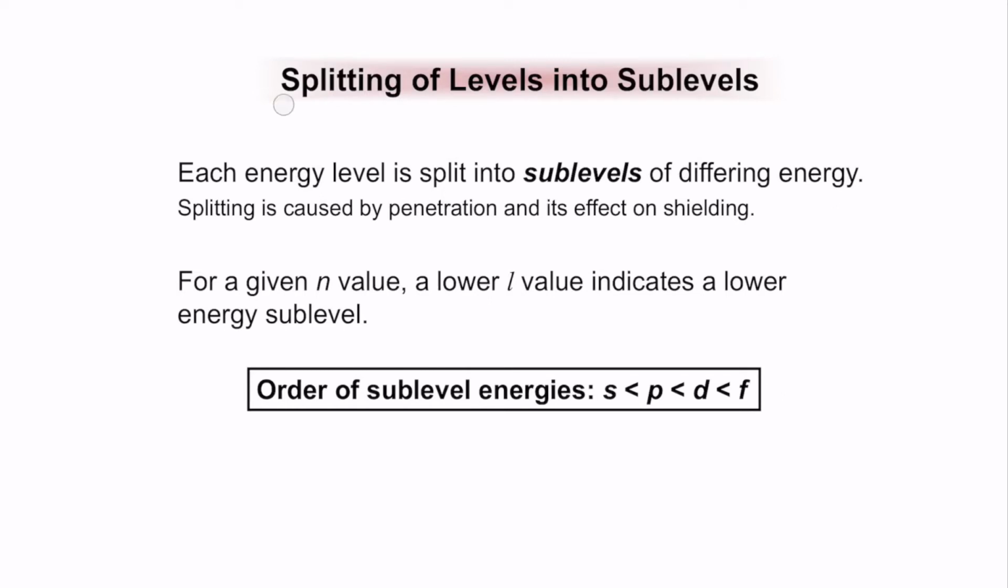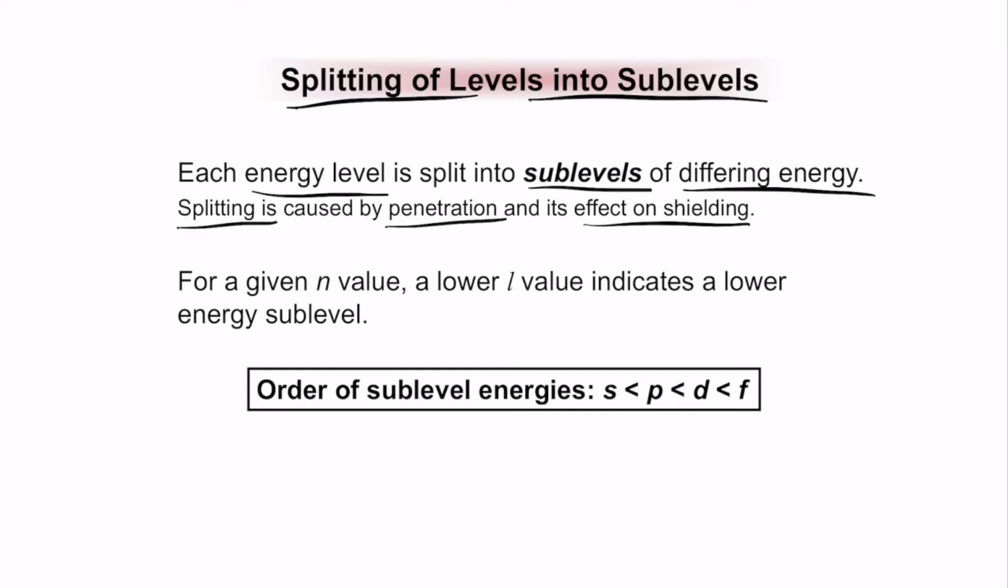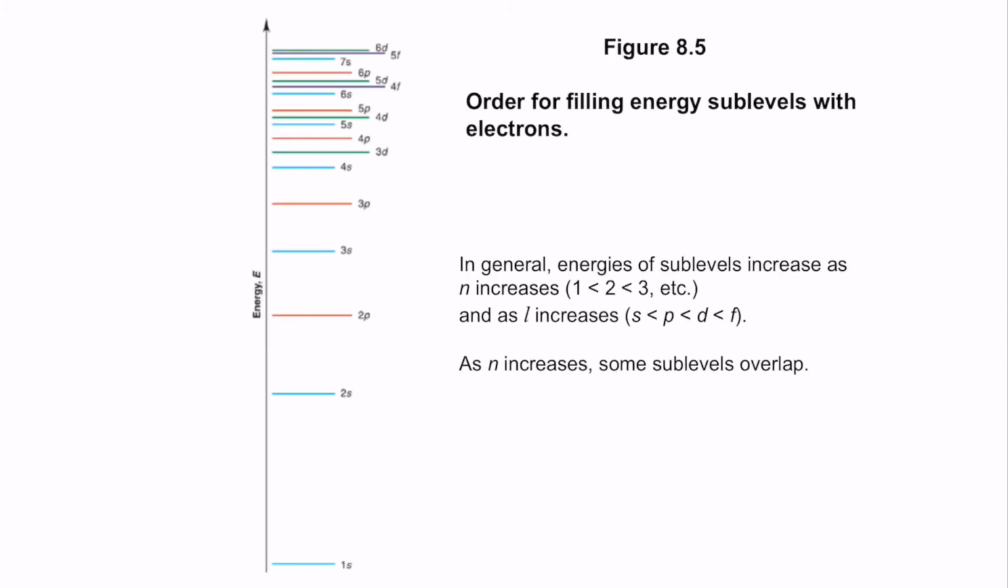Next, let's talk about splitting of levels into sublevels. Each energy level can be split into its sublevels of different energies. This splitting is generally caused by penetration and its effect on shielding. For any given n value, the lower the l value, the lower the energy of the sublevel. So the least one in terms of energy is s, the highest one in terms of energy is f. So it goes according to the order s less than p less than d less than f. This is the idea behind the splitting of energy levels.